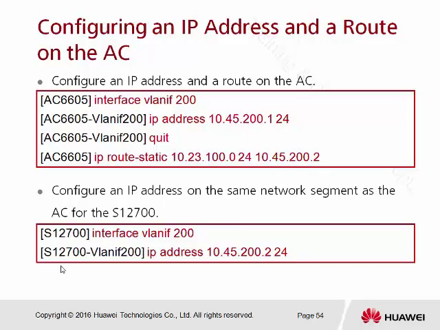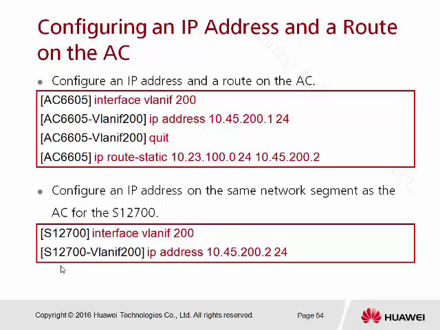Then this is the next step that we have to touch on the AC. So the AC itself, we also have to configure the IP address. So right now our AC is using VLAN 200. What we're going to do now, we go to interface VLAN 200, assign the IP address for this VLAN. Then create.